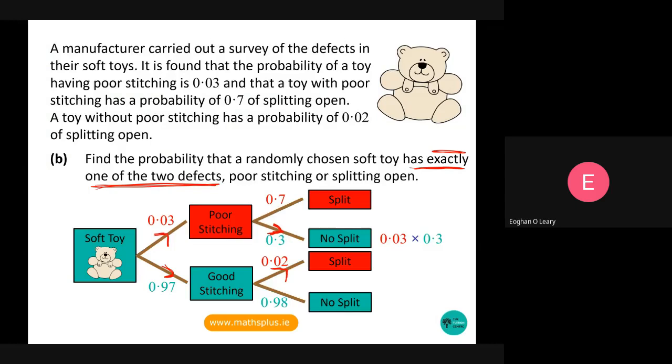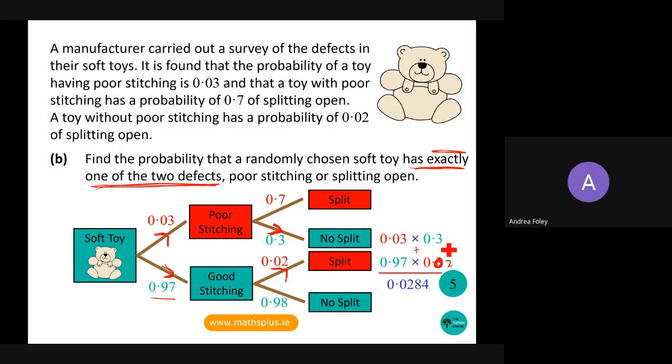The probability of not splitting open in that case is 0.3. With our next one, the probability of good stitching is 0.97, and the probability of not splitting open is 0.02. Okay, so I think this is just a little typo here. Let me just change that to 0.02. Okay, and because it's case one or case two, I'm going to be adding these two together. And when I add these together, I get 0.0284. Okay, that's 5 marks.